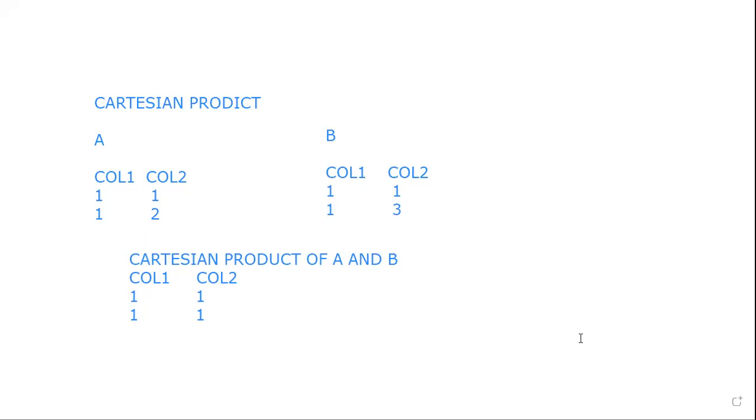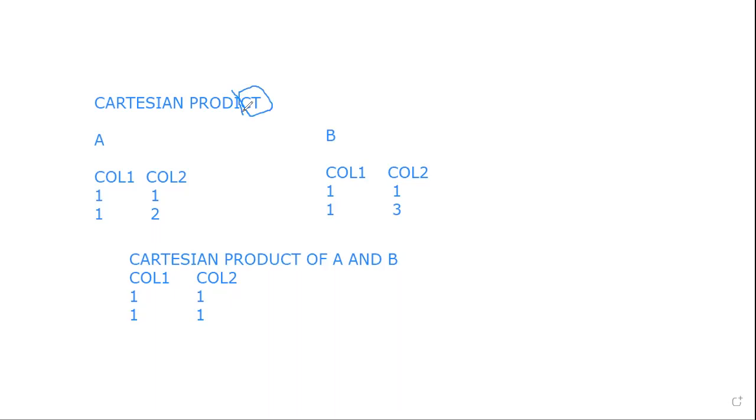So these are the different operations that we can perform as set operations. The first one is the union, the second one is the set difference, the third one is the intersection, and the fourth one is the Cartesian product. Cartesian product, not predict. Some spelling is there. Okay.